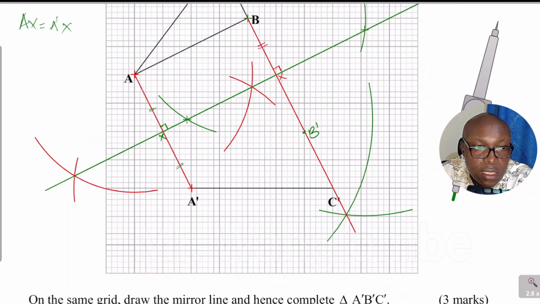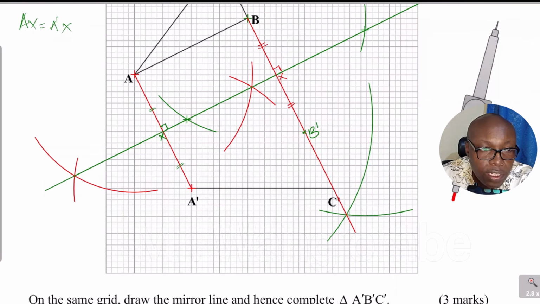So this distance here should be the same from B to X, then from X to where B prime is. I've just counted the squares. There are 2 squares here. From this point to this point, that is 1 square, then 2. Then I counted from here 1 square, 2. So that is why it should be there.